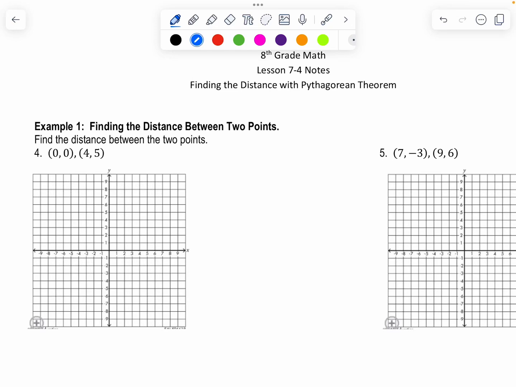Okay, before you even get started, you need a straight edge. So either get a ruler off of my back shelf, or get out your ID, or you can use a protractor, just something that has a straight edge. So go ahead, pause the video, and go get that.